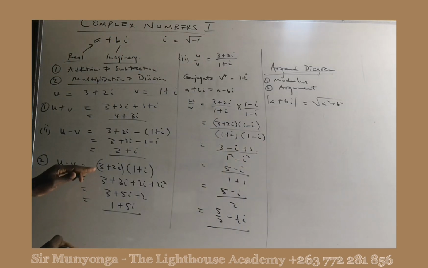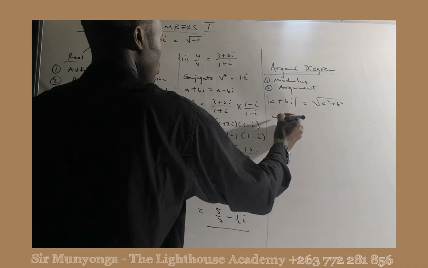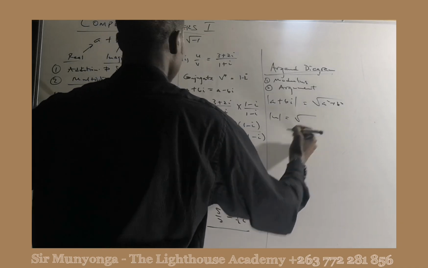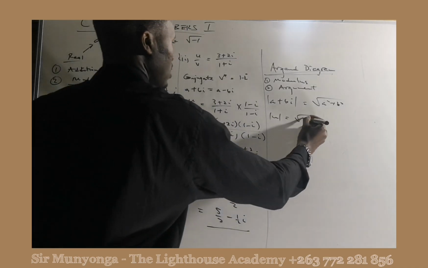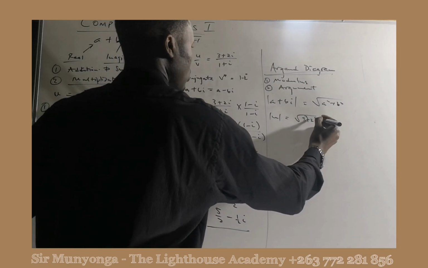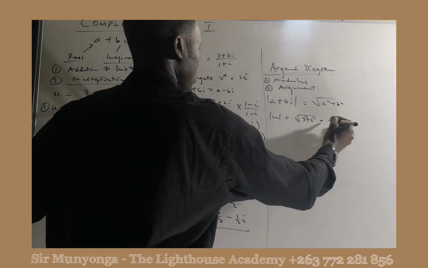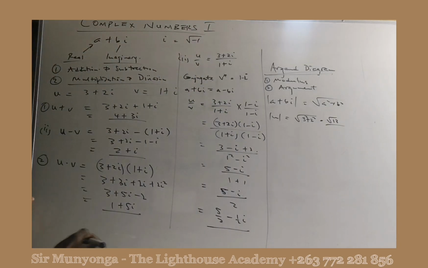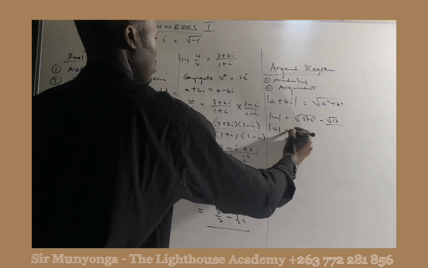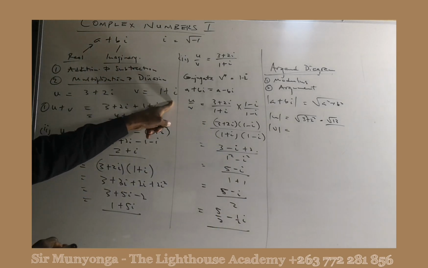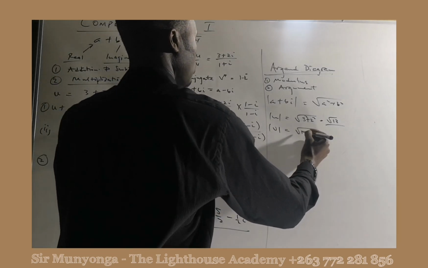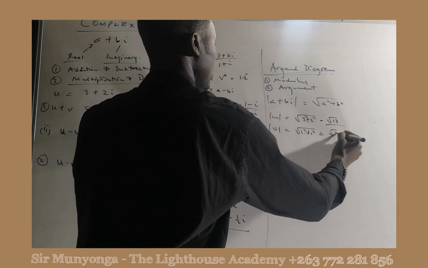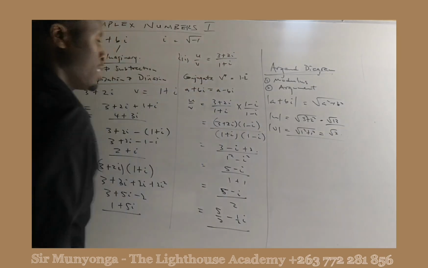So we're still sticking to our complex numbers. If you are to find the modulus of u, the modulus of u will be equal to the square root of 3 squared plus 2 squared, that will be 9 plus 4, which is 13. And then the modulus of complex number v will be equal to the square root of 1 squared plus 1 squared, which is equal to root 2. That's how we get the modulus.